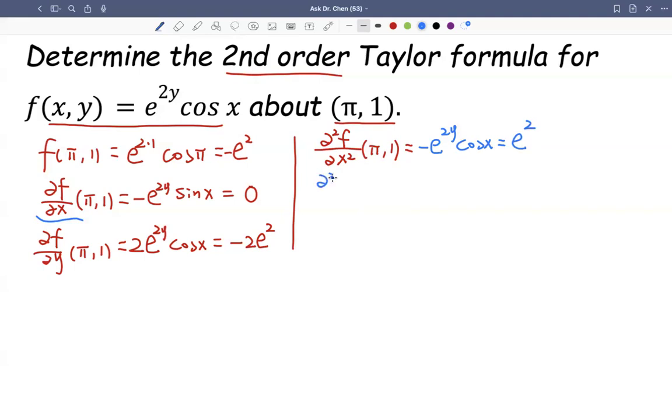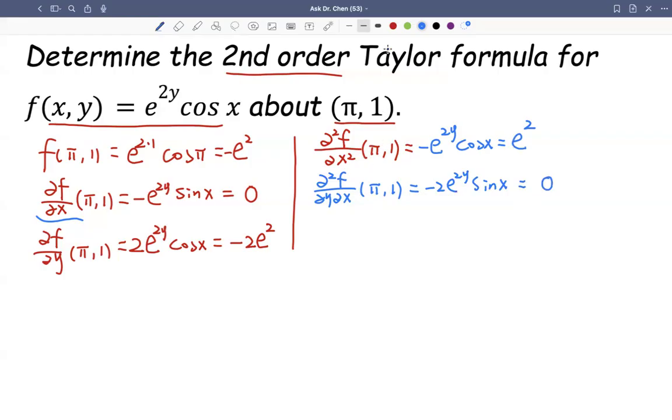Then mixed partials. So take the derivative of this one in the y direction, and then we evaluate at (pi, 1). So taking the derivative of this one in terms of y, we get negative 2e to the 2y sine x. And this one we evaluate at (pi, 1), sine pi equals 0. So we get this one to be 0.